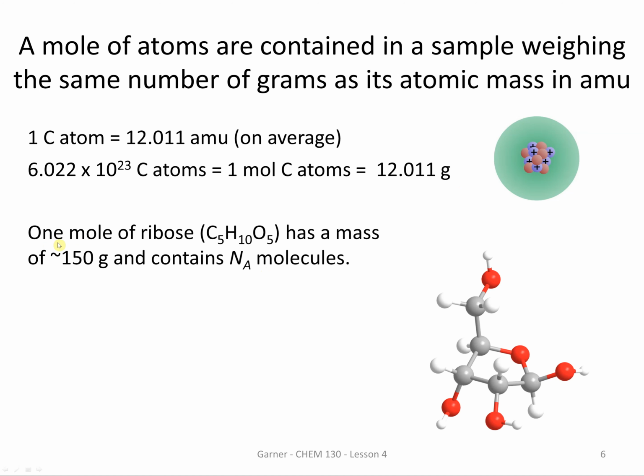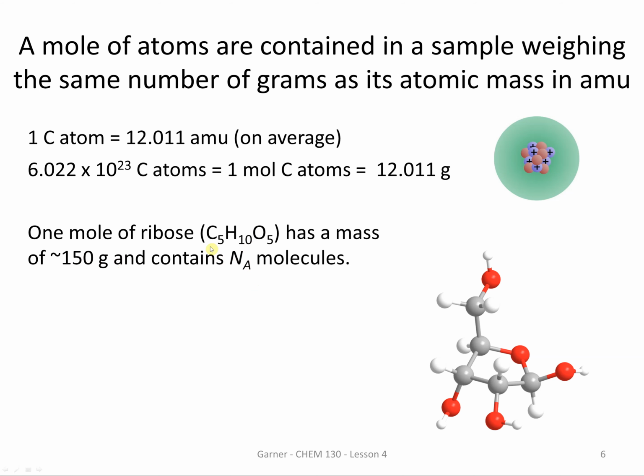So for example, if we look back at ribose again, if we had 1 mole of ribose molecules, that collection of ribose molecules would have a mass of about 150 grams. And again, since it's a mole of molecules, it would have a total of Avogadro's number of molecules in that collection. Let's see if we can figure out where this number 150 comes from.